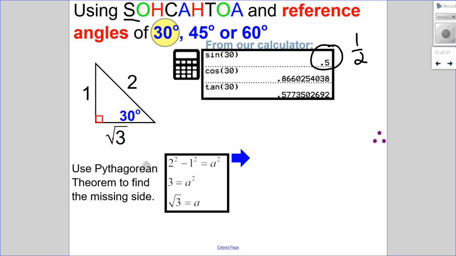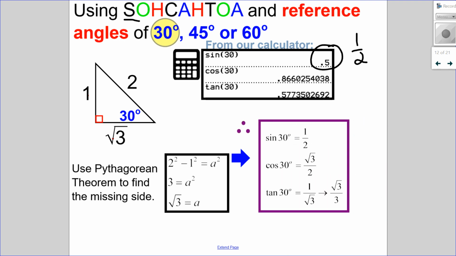Now that I've labeled that triangle, I can know the exact values of sine, cosine, and tangent of 30 degrees, and it would look like that. So sine of 30 is a half, cos of 30 is root 3 over 2, and tan of 30 is 1 over root 3, or if I rationalize my denominator, root 3 over 3.